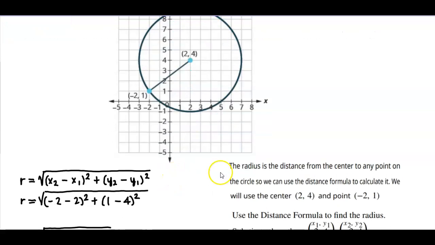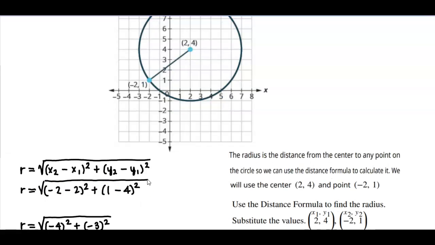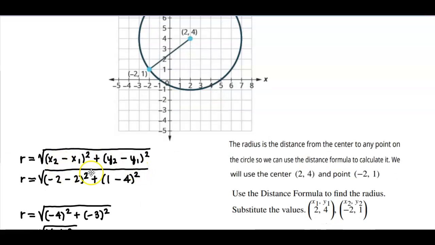So we know that the radius is the distance from the center to any point on the circle. So again, we can use the distance formula to calculate it. So we're going to use the center (2, 4) and the point (-2, 1). So here is the distance formula for r. We have the square root of (x2 minus x1) squared plus (y2 minus y1) squared. And then we're going to plug in our points.